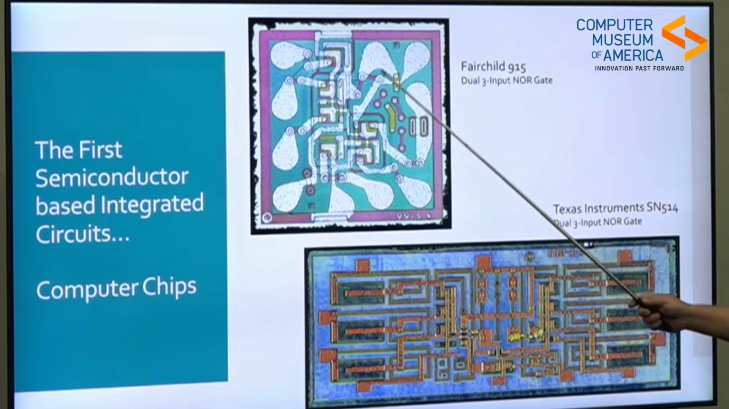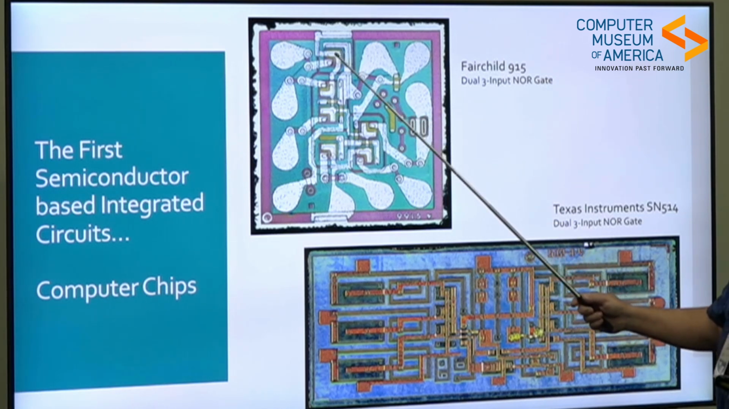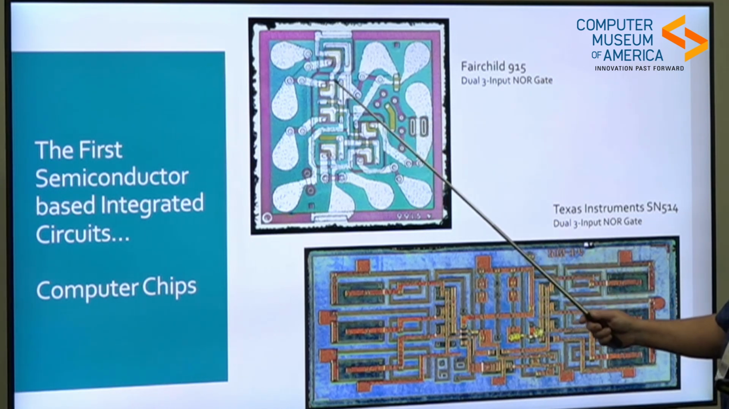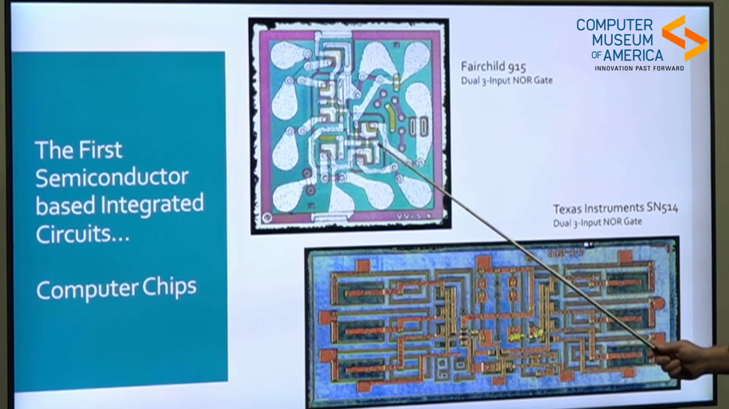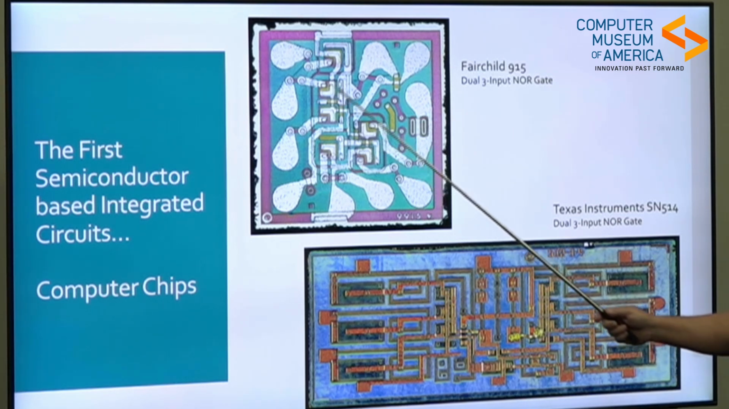So this is a Fairchild 915. These were actually used in the Apollo guidance computer. There's one in the other room. And these areas where you see three connectors coming to them are transistors. So they figured out, and this was Robert Noyce, who went on to found Intel, these are each of the transistors on this. And so you were able to build what they called a dual 3-input NOR gate.